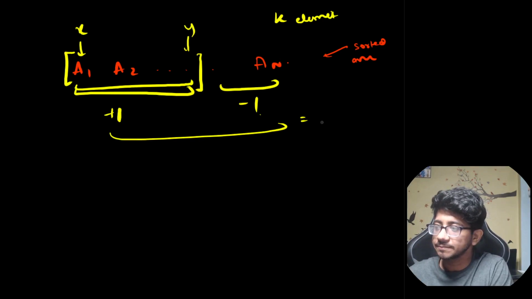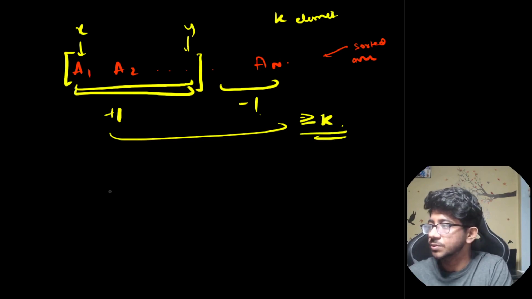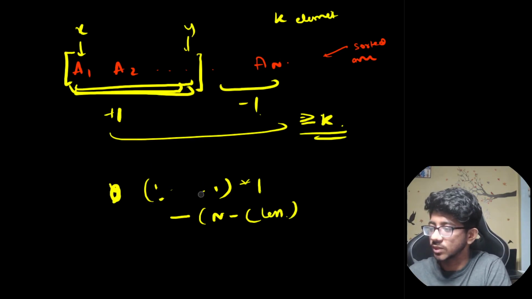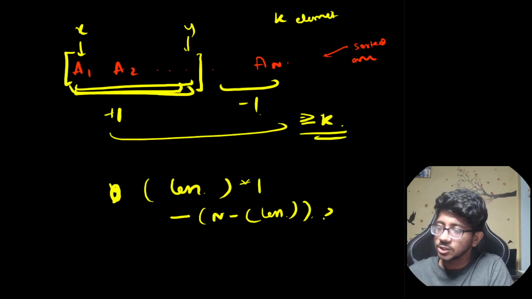what we can say is greater than or equal to k, right? So what we can say is y minus x plus 1, like this length, okay, this is going to contribute a plus 1, minus n minus all this stuff, right? I'm just going to replace this x minus y plus 1 with a length right now, just to keep it simple. Has to be greater than or equal to k, right?